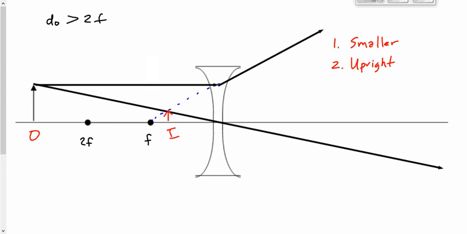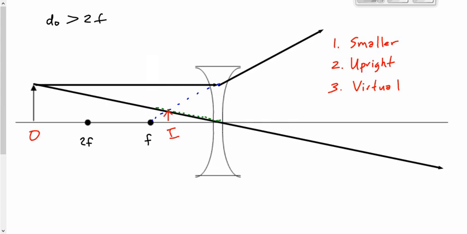Is it real or virtual? It's kind of tricky because it looks like we have a solid line and a dotted line intersecting, right? Reality is we don't. We have two dotted lines intersecting. If we look at this second ray that went through the optical center, and we extend it back, you can see you have two dotted lines intersecting, which means we actually have a virtual image. Cannot be projected onto a screen. Remember that. Every time you have a diverging lens, you will have a virtual image.